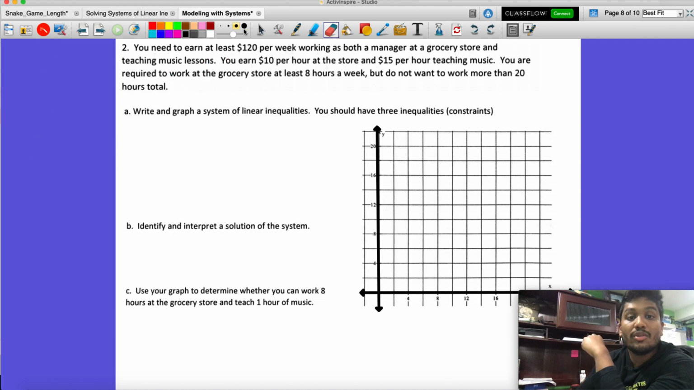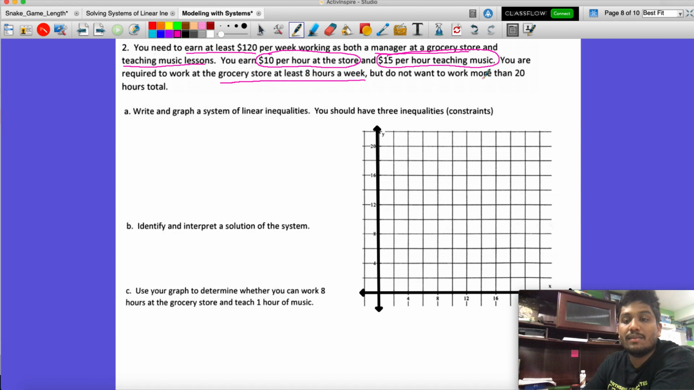So the way that we can start is to just start annotating some stuff. We need to earn at least $120 per week. And you have two jobs: working as a manager and teaching music lessons. You earn $10, I'm going to circle this one, at the store, and you earn $15 teaching music. That's a lot of information already. You're required to work at the grocery store at least 8 hours per week, but you don't want to work more than 20 hours total. Yikes.